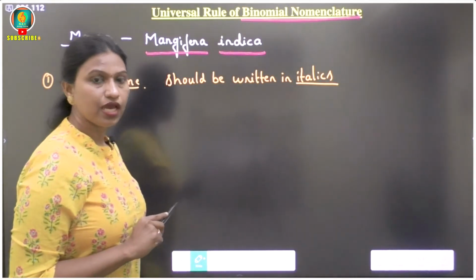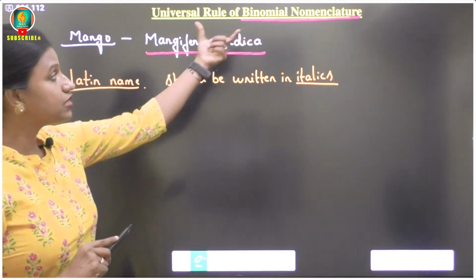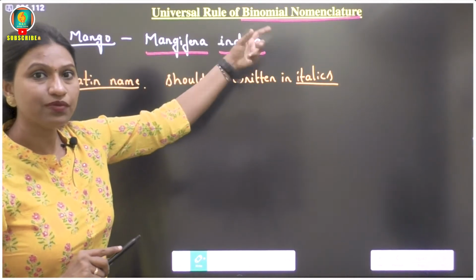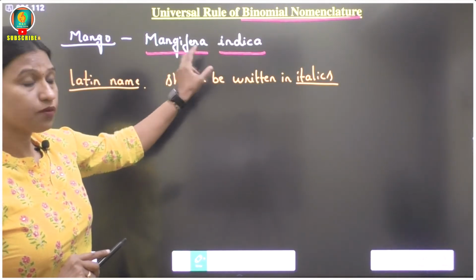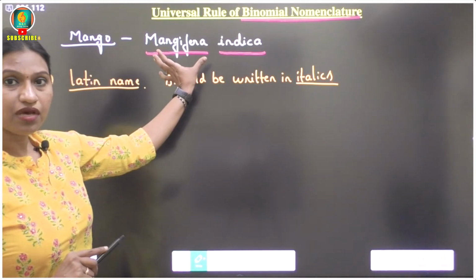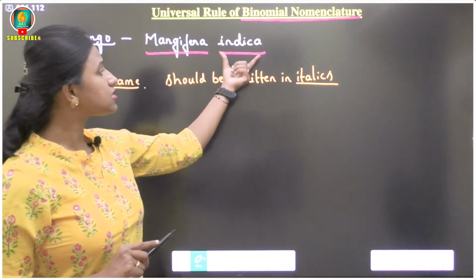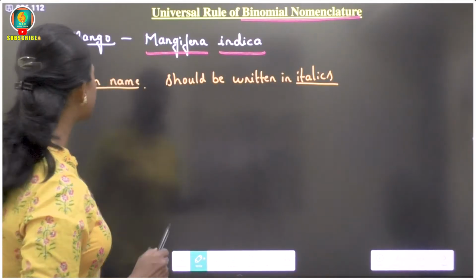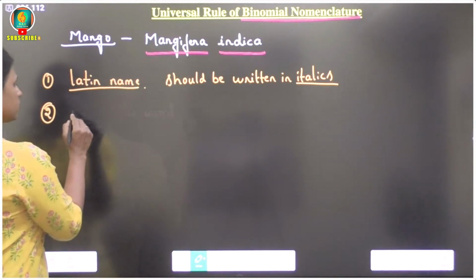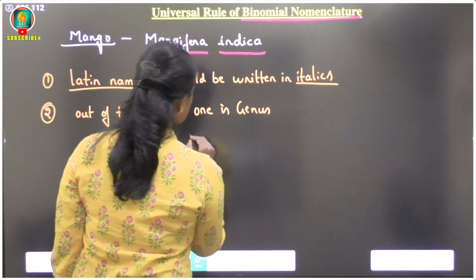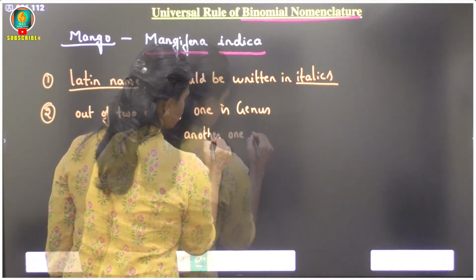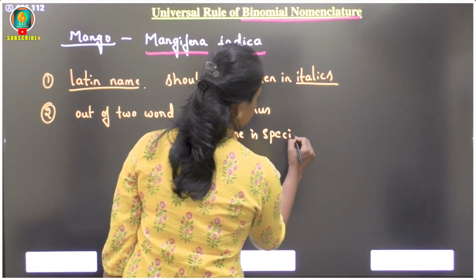Why separately? Because in binomial nomenclature, bi means 2, nomial means name, so 2 names. In these 2 names, one word represents the genus and the second word represents the species. So that is the second property. One is genus and the other is species. The species is also called the specific epithet, you can write it.